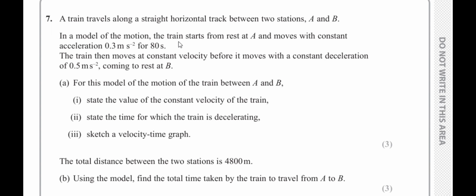In a model of the motion, the train starts from rest at A, that means u is equal to 0, remember, and moves with constant acceleration 0.3 meters per second squared for 80 seconds. The train then moves at constant velocity before it moves with a constant deceleration of 0.5 meters per second squared, coming to rest at B. For this model of the motion of the train between A and B, state the value of the constant velocity of the train.